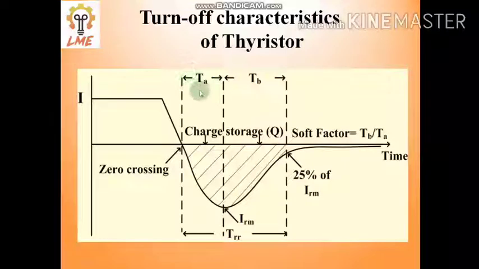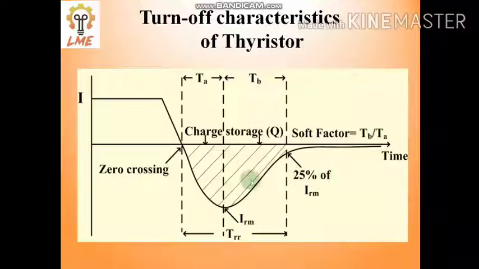From this zero crossing to this point, when it reaches its peak value, this is known as time period TA, and from the peak value IRM to 25% of the peak value is known as TB. This total time period is known as TRR, that is, TRR equals TA plus TB. There is also a factor known as the soft factor, which is TB by TA.